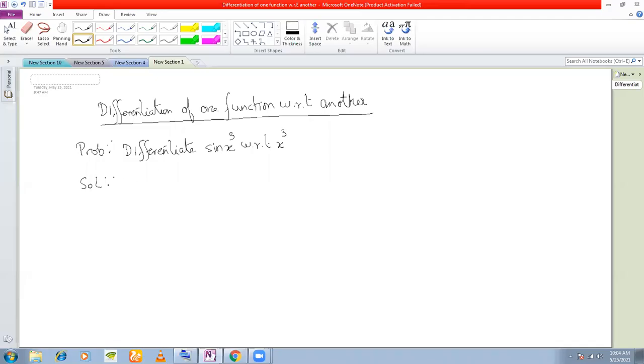Okay. So here what we do is we start with the first function. Let u be equal to sin x cube, and the next function v is equal to x cube. Two functions given; I've assumed them to be u and v. So here we have to find du/dv, right? The differentiation of sin x cube with respect to x cube, which is v.